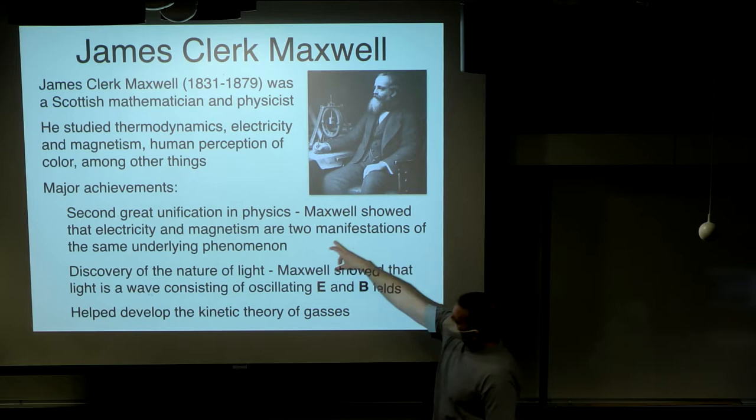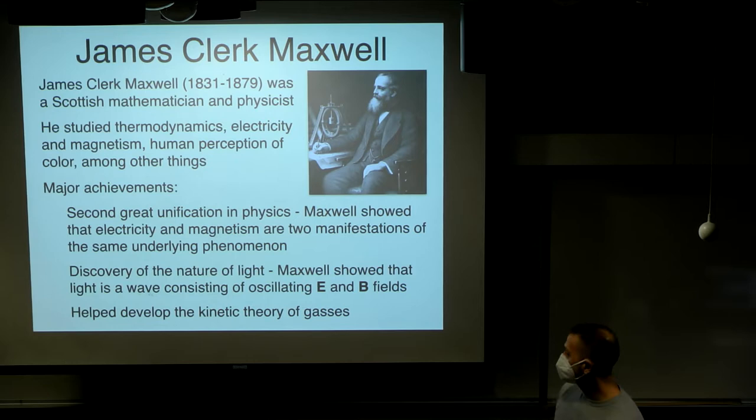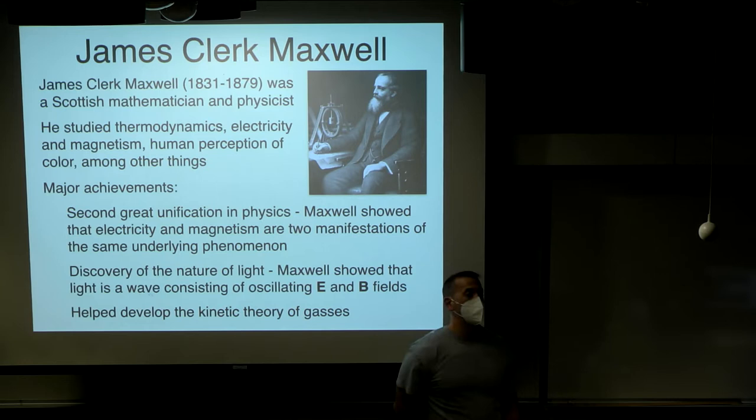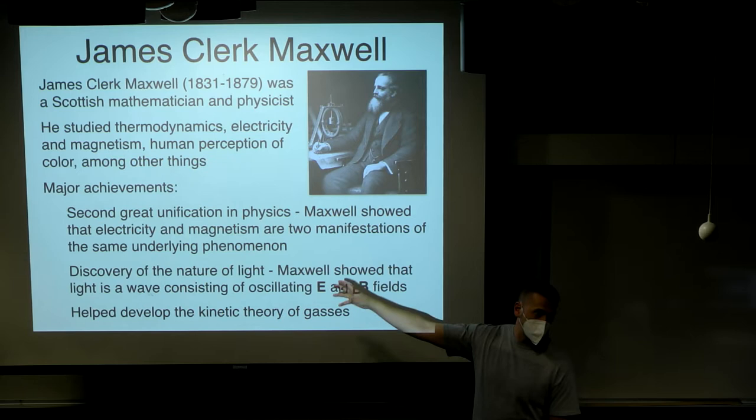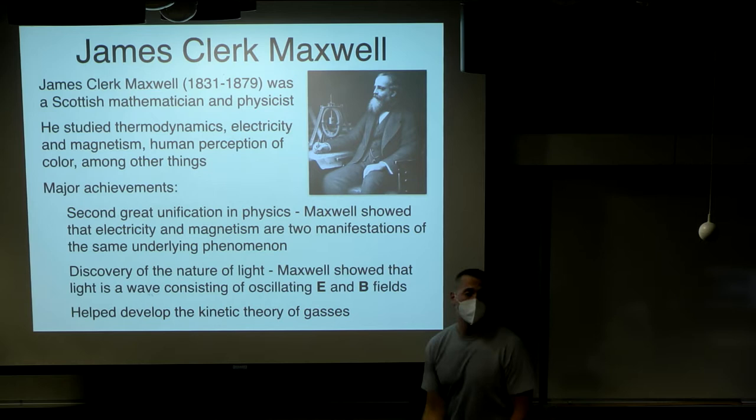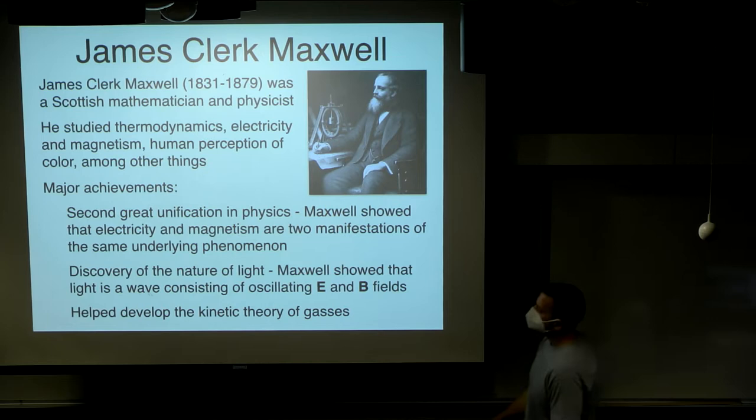Related to this, he discovered the nature of light. Okay, and we're gonna talk a lot about this in the upcoming days. Maxwell showed that light, the light that you see right now, is nothing more than a wave consisting of E fields and B fields, which are oscillating at some frequency, okay? That's a preview of what's to come. We're gonna show that in some detail. But he's responsible for really discovering the wave nature of light in a really concrete way.